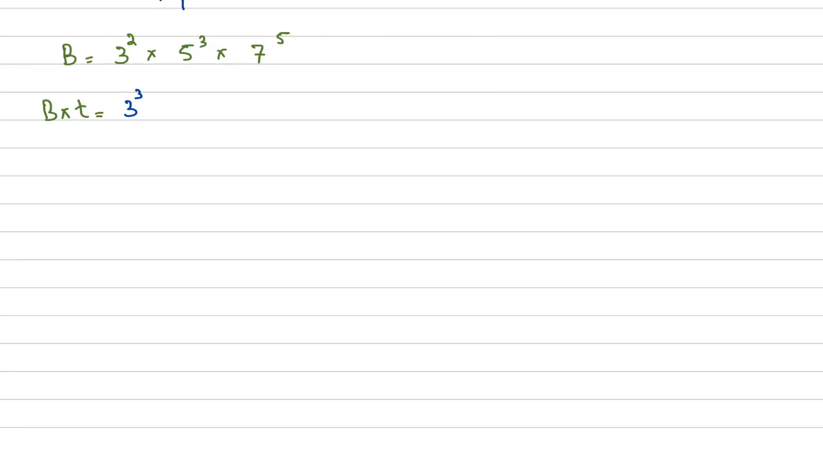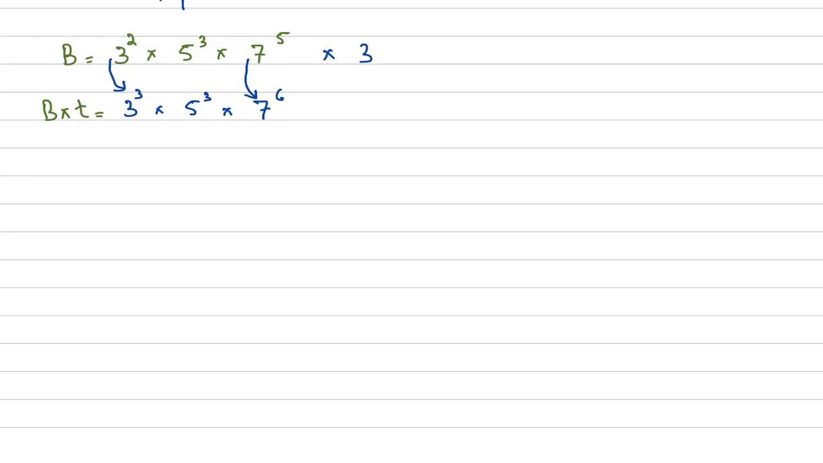3 will have power of 3, 5 cube is fine since it's already a perfect cube, 7 power 5 should be 7 power 6. So how can you do that? How can you bring 3 power 2 up to 3 power 3? You can do that by multiplying it by 3, and there's nothing wrong with 5 cubes, so you don't need to multiply there.